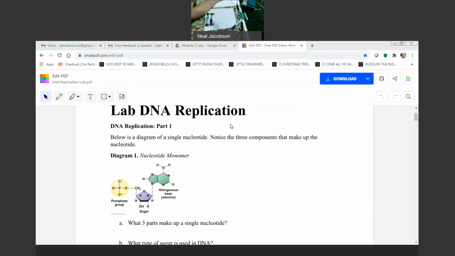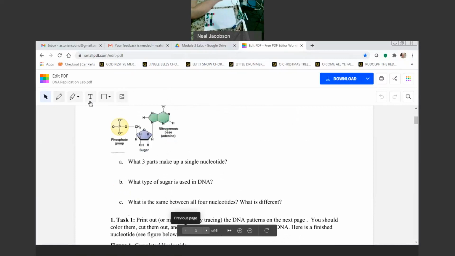So we'll start off at the beginning of the lab. I'm going to go back and forth between Chrome and what I'm showing you here. So let's start with Chrome. With the DNA replication lab, I have this pulled up in smallpdf.com so I can modify it and then export it as a PDF pretty easily. You can also just do this in Word too. So if you wanted to pull up Word, you could do that.